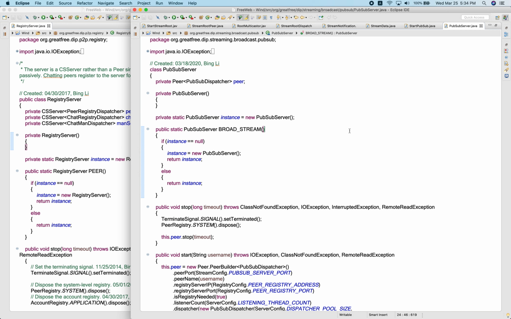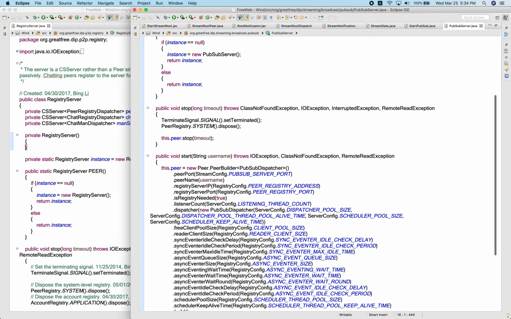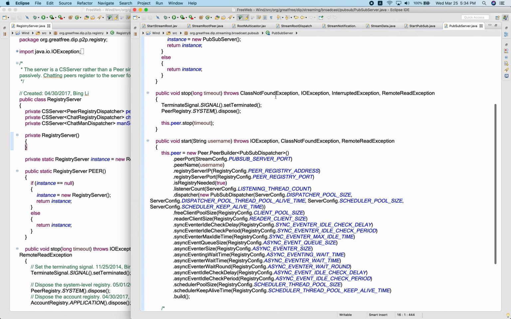You need to determine which one you need to use to create your registry server. For this time, I use peer. Okay, let us take a look at this. Okay, this should be easy.